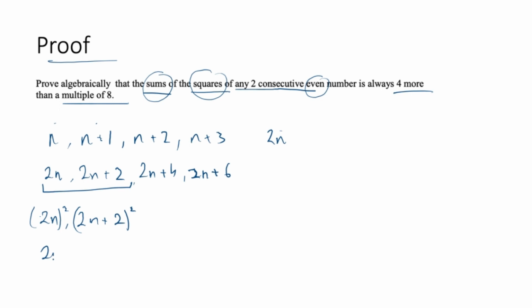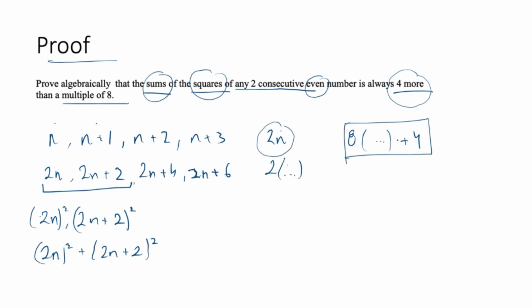So I have to add them up, like so, and prove that they are equivalent to 4 more than a multiple of 8. 4 more than a multiple of 8 would be represented as 8 times a bracket, so whatever's inside, plus 4. This would represent a multiple of 8 plus 4, so 4 more than a multiple of 8. You'd have to get your answer in the form of this.